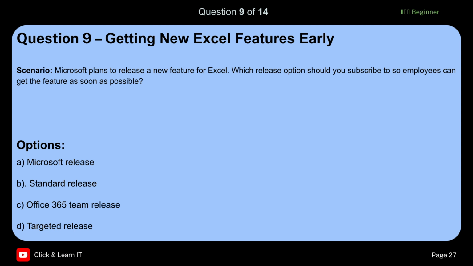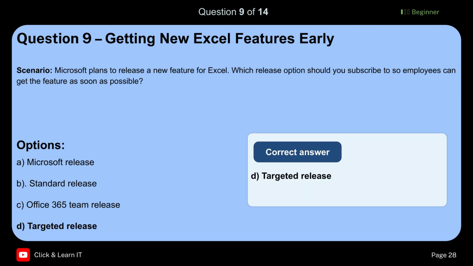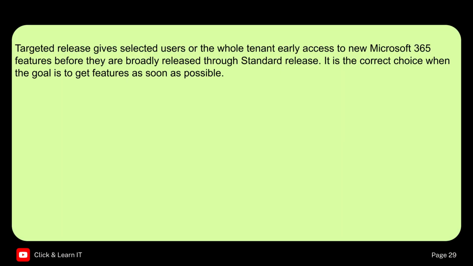Which release option should you subscribe to so employees can get the feature as soon as possible? Options are Microsoft Release, Standard Release, Office 365 Team Release, or Targeted Release. The correct answer is D, Targeted Release. Targeted Release gives selected users or the whole tenant early access to new Microsoft 365 features before the broader Standard Release. This is the optimal choice for getting features as soon as possible.